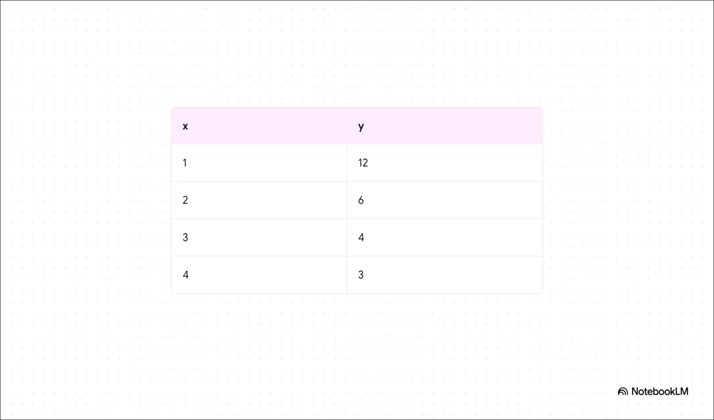Take a look at the data for something like y equals 12 divided by x. When x is 1, y is 12. Double x to 2, and y gets cut in half, down to 6. Jump x up to 4, and y drops down to 3. And here's the hidden rule. If you multiply x and y together in any of these pairs, you always get 12. That constant product is the secret signature of an inverse relationship.